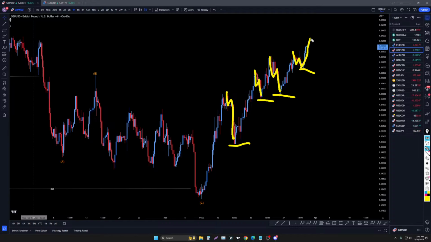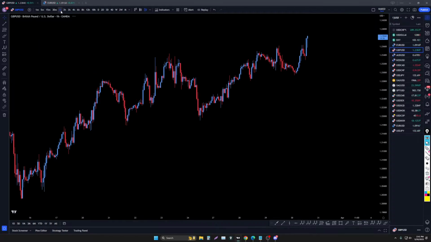Maybe it'll make a pullback, maybe not. I'm sure it will make a pullback eventually, and if it does, that's going to be another opportunity for me to go long at the end of the pullback for the continuation of the uptrend. So let's take it down to the 1-hour time frame.